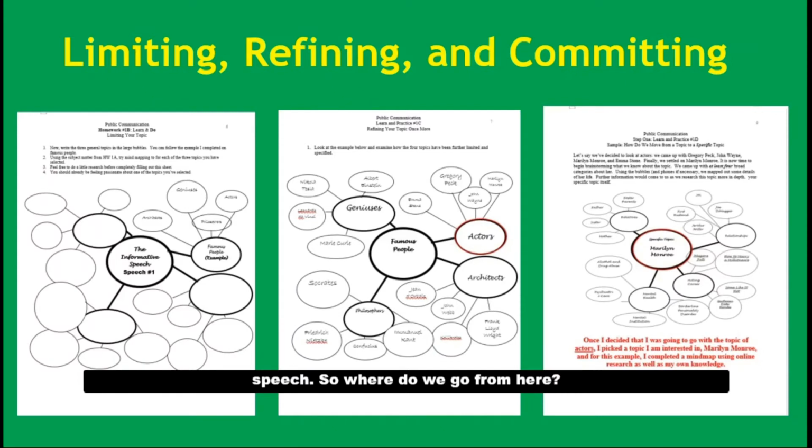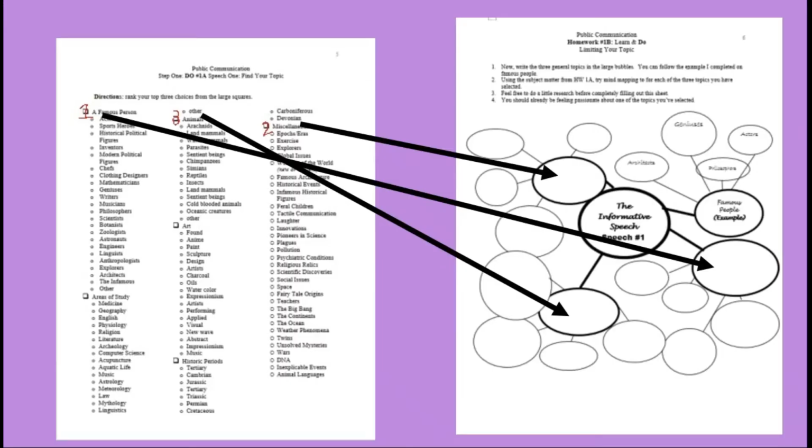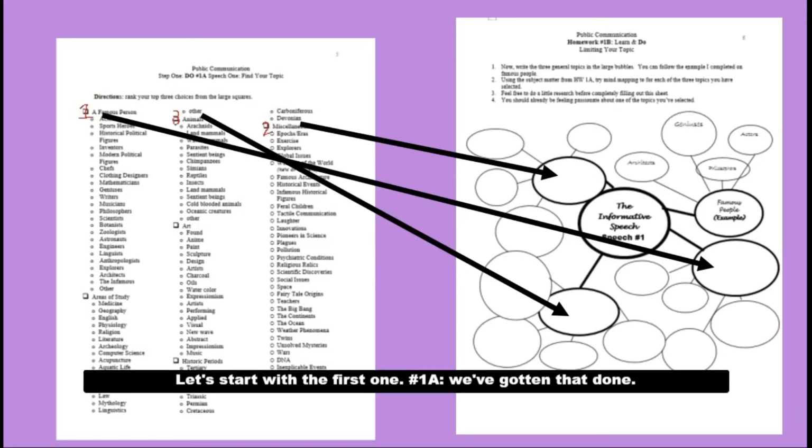So where do we go from here? Well, we have 3 steps during which time we are going to limit, refine, and commit. Here they are all at once, but let's go through them one at a time. All right, let's start with the first one, 1A. We've gotten that done. We've ranked our 3 top picks. Now, our job is to take those 3 top picks and put them in the large bubbles in 1B. As for the smaller bubbles for each one, just look under your rankings and find those subtopics.